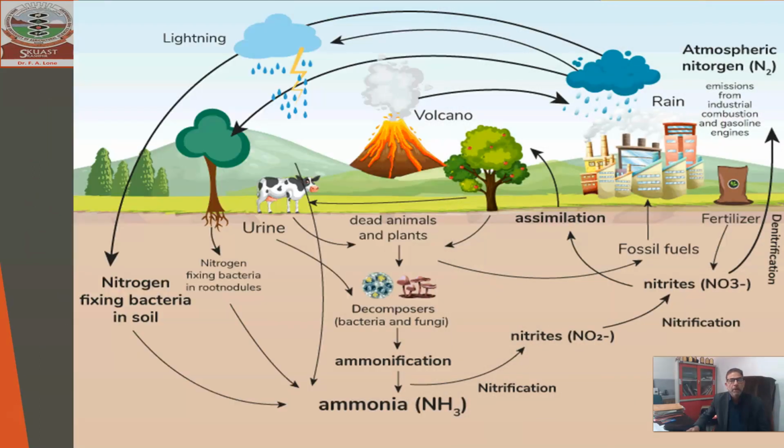So this is the diagrammatic representation of the nitrogen cycle. You will see that the lightning is there, which converts some of the nitrogen into usable forms, and the nitrogen fixing bacteria will then help its conversion into ammonia.